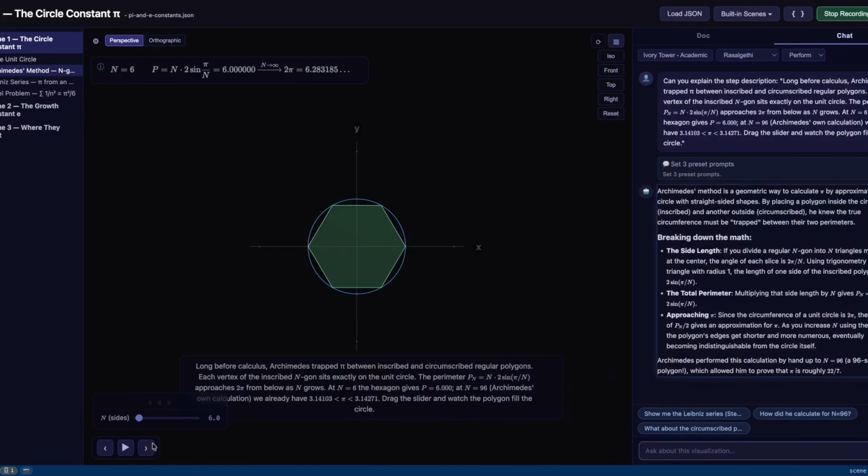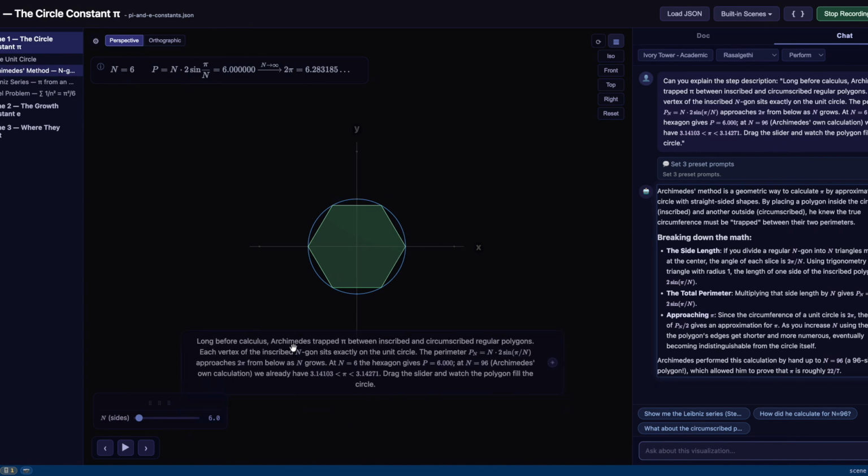Allow me to elucidate Archimedes' method, a geometric technique employed to approximate pi by delineating a circle with rectilinear figures. By inscribing a polygon within the circle and circumscribing another polygon about the circle, Archimedes astutely deduced that the true circumference must necessarily reside between their respective perimeters.